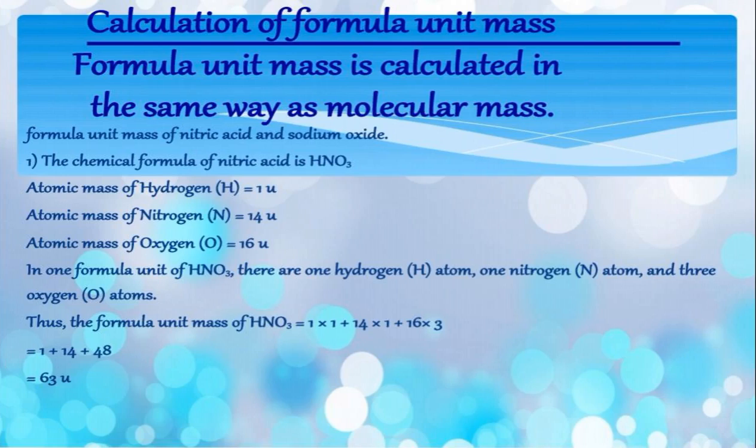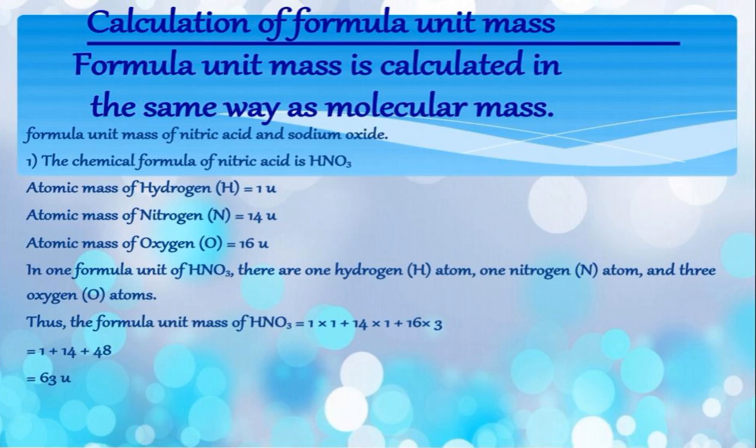Calculation of formula unit mass. Formula unit mass is calculated in the same way as molecular mass. Formula unit mass of nitric acid and sodium oxide. The chemical formula of nitric acid is HNO3.